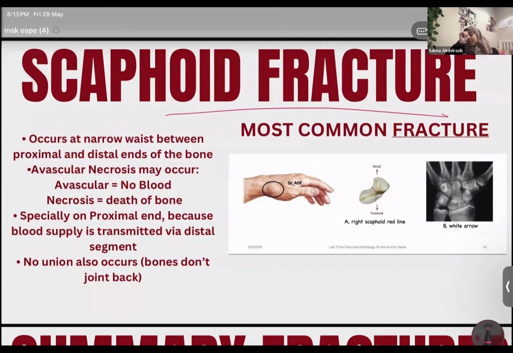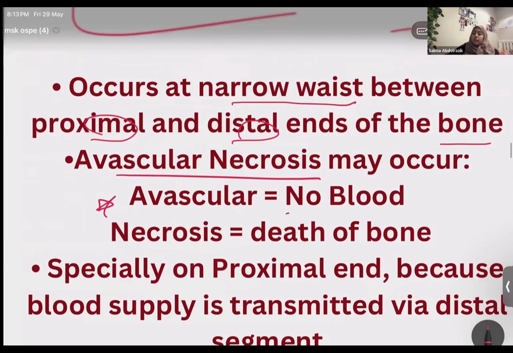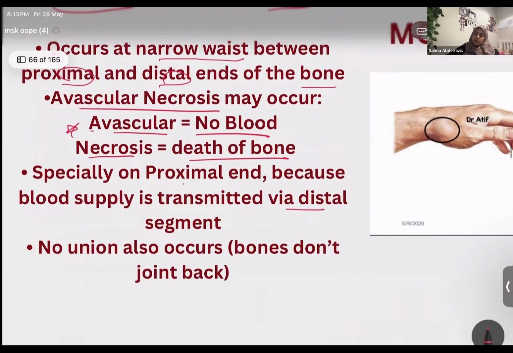Oh my god, guys, I think we're almost done with the bones. We have scaphoid fracture. Scaphoid, remember the mnemonic I told you. It's the most common fracture. It occurs in the narrow waist between the proximal and distal ends of the bone. Avascular necrosis may occur. Avascular means no blood. Necrosis, death of the bone. Okay? It's especially in the proximal end because blood supply is transmitted via the distal. Nonunion also occurs. Bones don't join back.